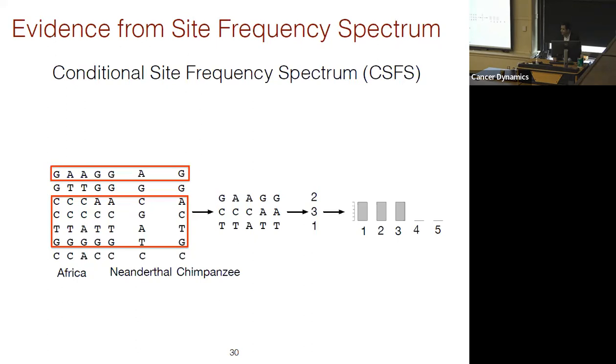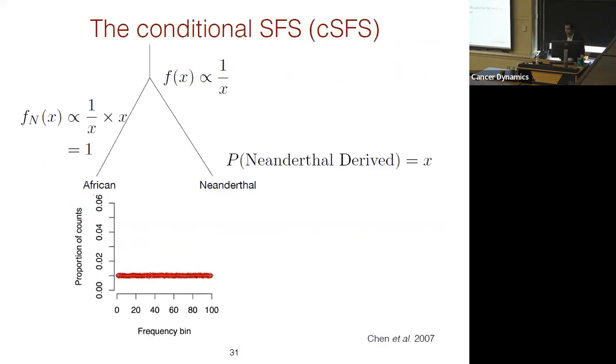Now the question is, why is this conditional site frequency spectrum a useful object? This is a result that came out of this paper by Chen, Slatkin, and others, where what they showed was the following. If you start with 2 populations, they split, and then they don't exchange genes, and you ask what is the conditional site frequency spectrum in the African population, for example, conditioned on Neanderthals carrying a derived allele, this CSFS looks uniform like this.